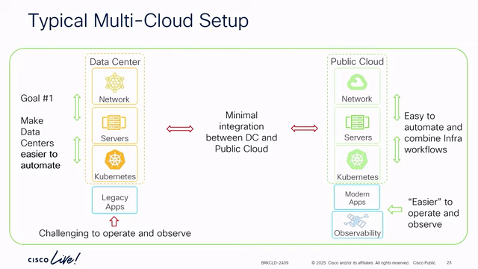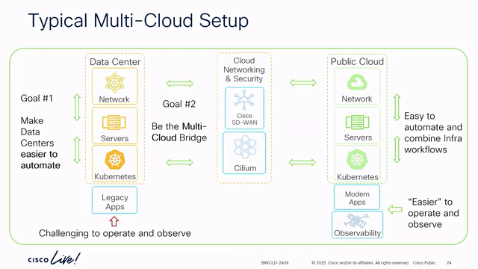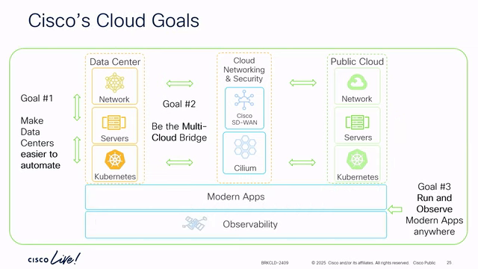platforms. Number two, be the bridge. This was the Cisco motto for many years, but we want to bring these multi-cloud environments together with things like SD-WAN, with things like Cilium. And number three, operate or run and observe your multi-cloud applications anywhere. So have the ability to move your workloads left and right. Our users shouldn't care where the workload is because everything is so easy, seamless, and automated.